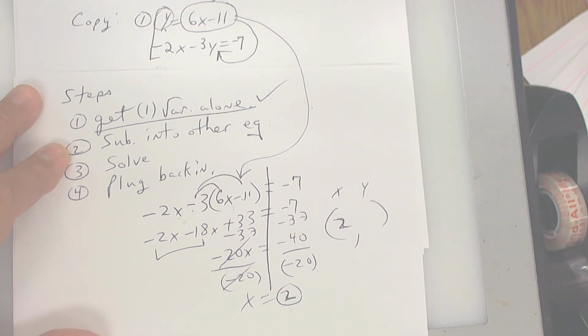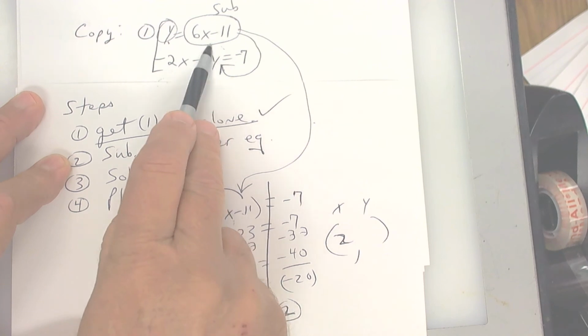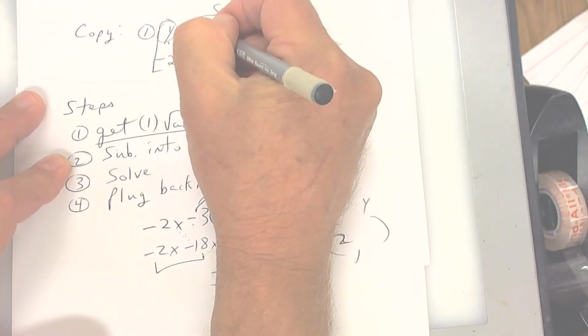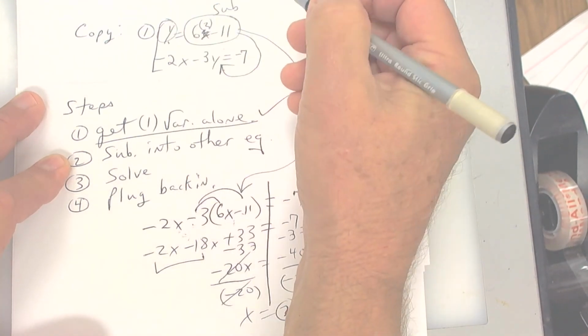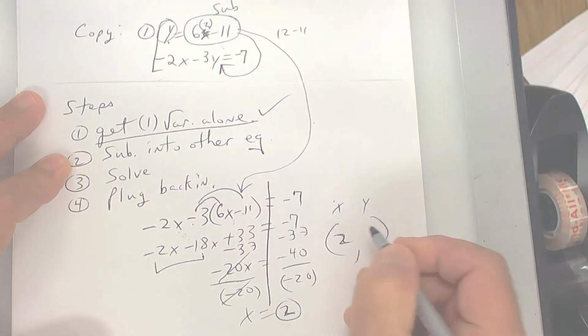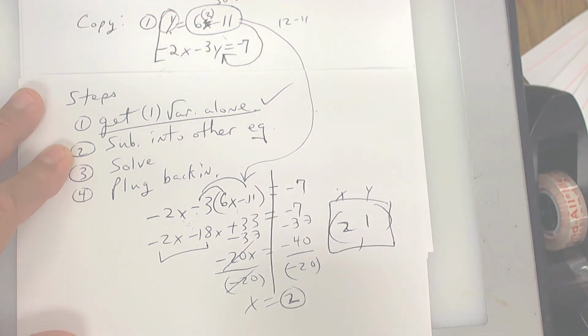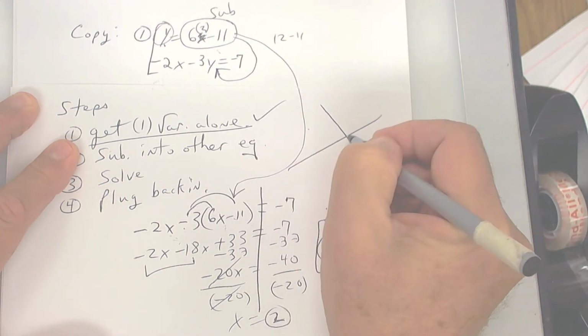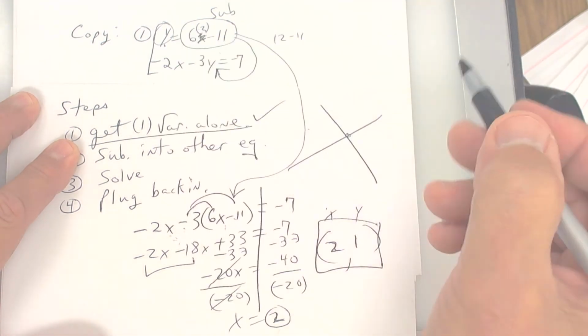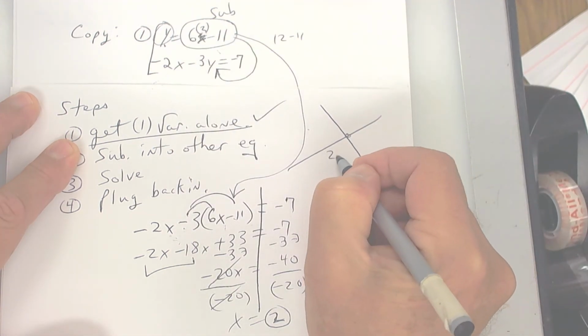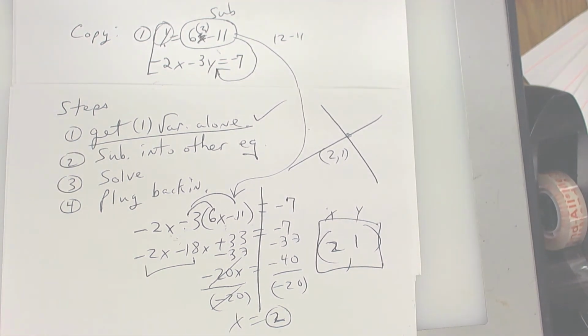Okay, now you go back to the circle up here and you plug in your x. So 6 times 2 is 12, minus 11 is 1. This is the solution. This is where these two lines intersect. These two lines intersect at over 2, up 1. That's how you do today's worksheet.